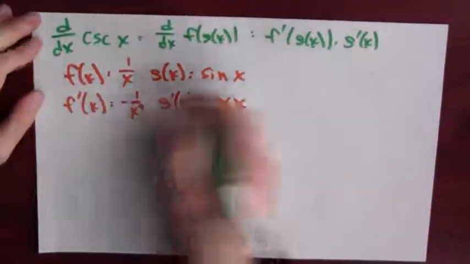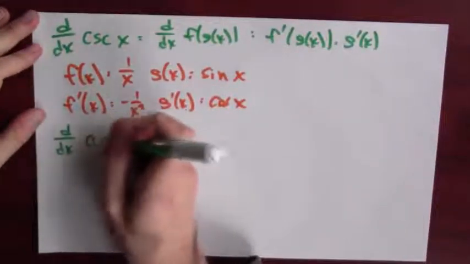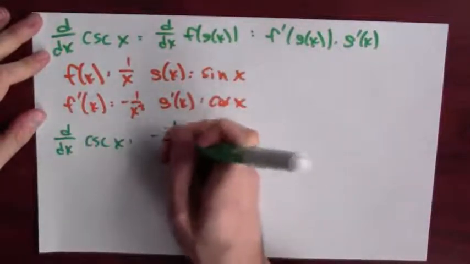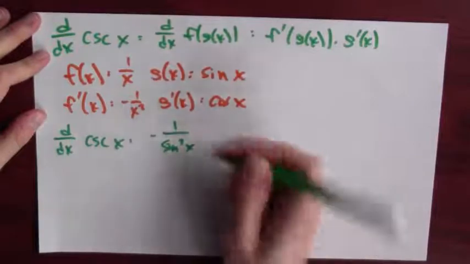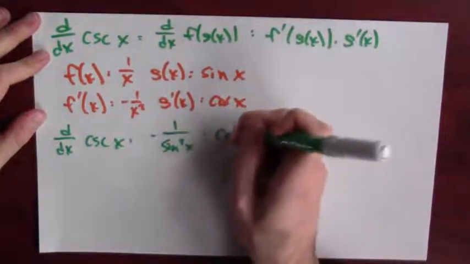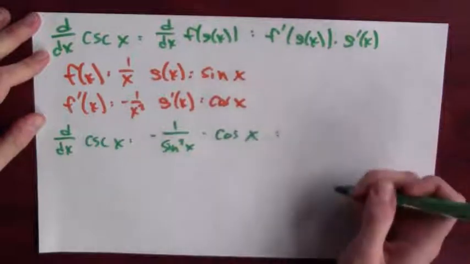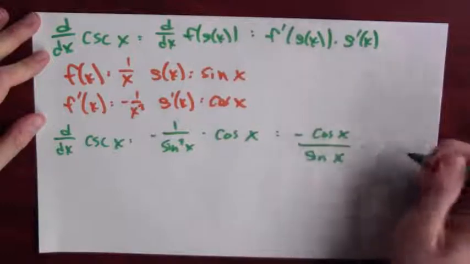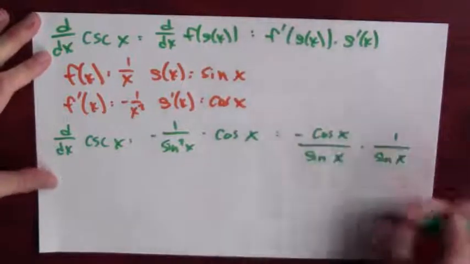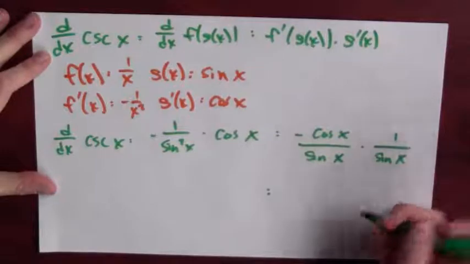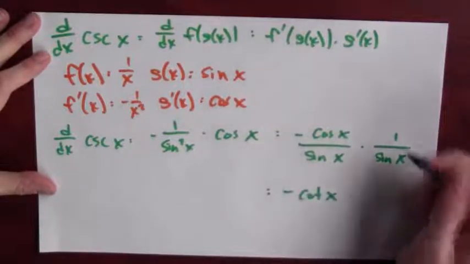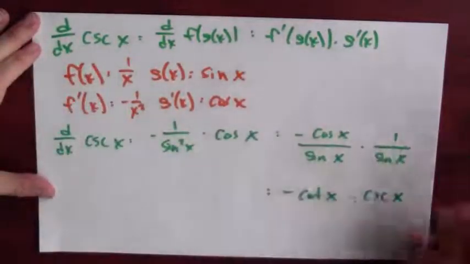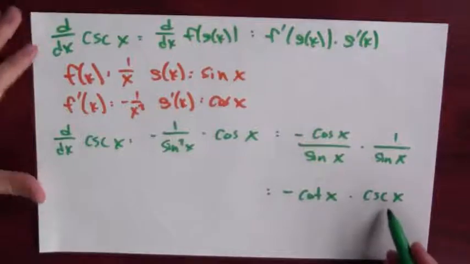And consequently, the derivative of cosecant x must be minus 1 over, that's the derivative of f, at g of x, which is sine, so it's sine squared, times the derivative of g, which is cosine x. And I can combine these to get minus cosine x over sine x times 1 over sine x. In other words, minus cosine over sine, that's minus cotangent x, and 1 over sine, well, that's cosecant again. So the derivative of cosecant x is minus cotangent x times cosecant x.